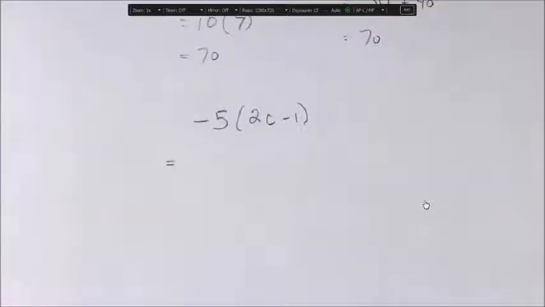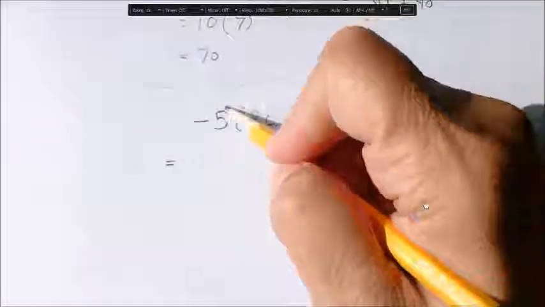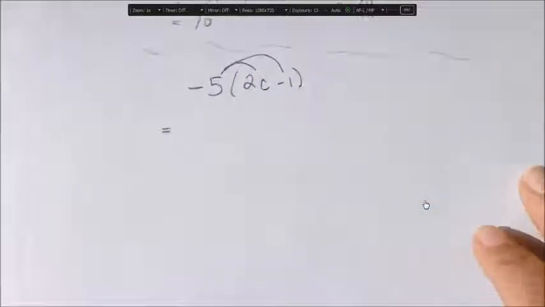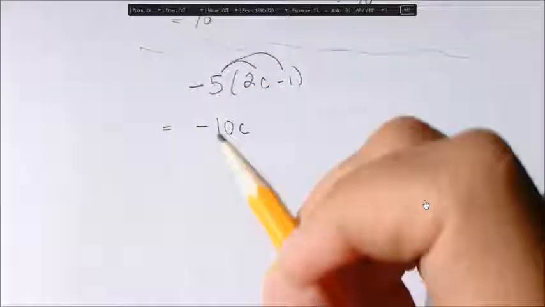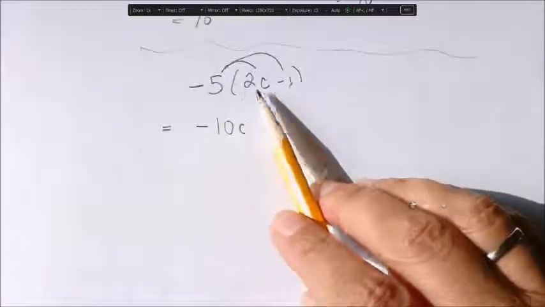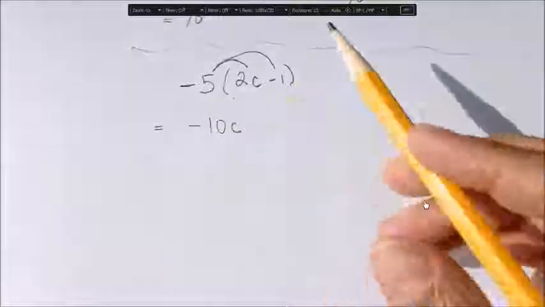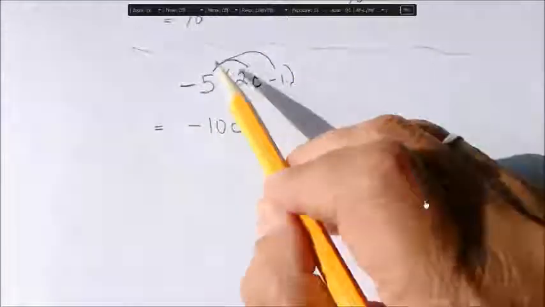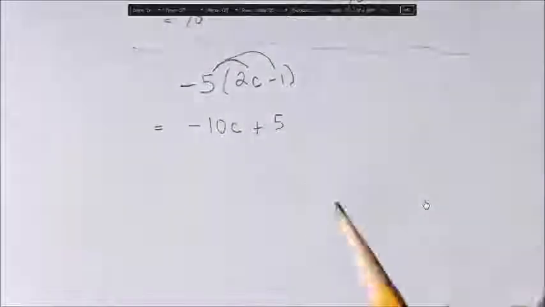So negative 5 times 2c minus 1, you distribute this negative 5 with multiplication to both terms in the bracket. So negative 5 times 2c is negative 10c. The coefficients are multiplied and your variable is just c. Now negative 5 times negative 1 is a positive number because it's negative times negative, and with multiplication, when you have two negatives, it becomes a positive and you get a 5. So that is distributed.